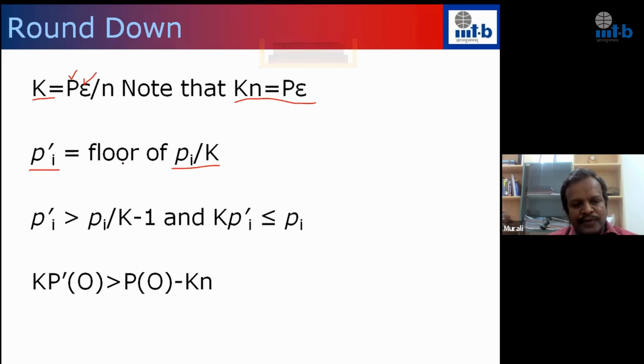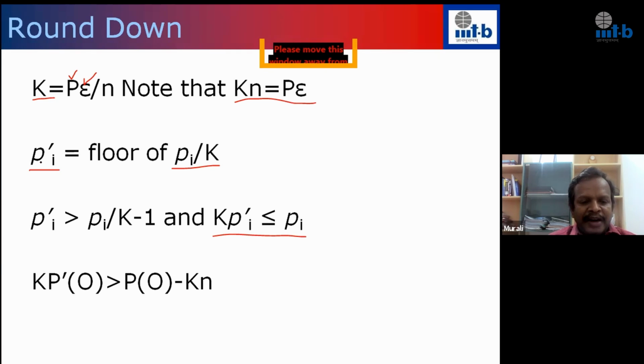Okay, p dash is floor of p by k. So p dash is always going to be smaller than or equal to p by k. So that means that if you multiply on both sides, you get this equation. This just follows from the floor function.